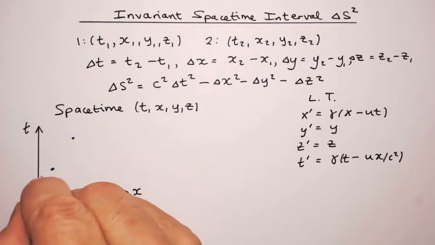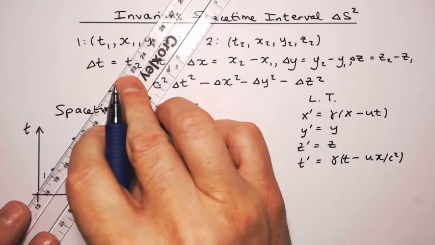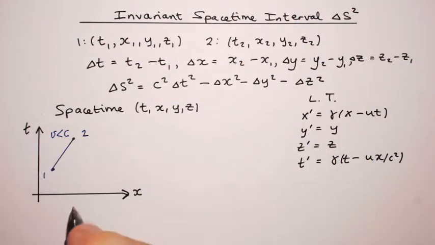Consider events 1 and 2 in spacetime. The line joining them can represent an object that moves with constant speed v between the events. This trajectory is called the world line of the object.